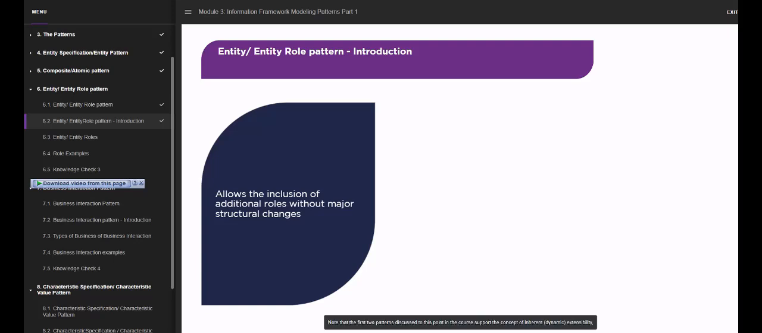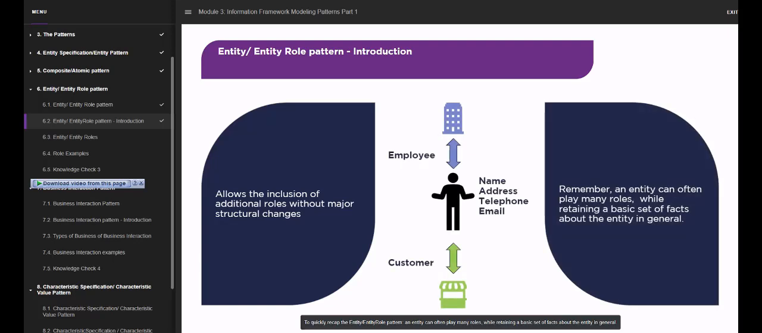Note that the first two patterns discussed to this point of the course support the concept of inherent or dynamic extensibility, while this pattern and the next one will support extensibility using subclassing or blade concept. To quickly recap the entity-entity role pattern, an entity can often play many roles while maintaining a basic set of facts about the entity in general. For example, an individual can play the role of customer and employee, but the individual's name and address don't change from role to role.